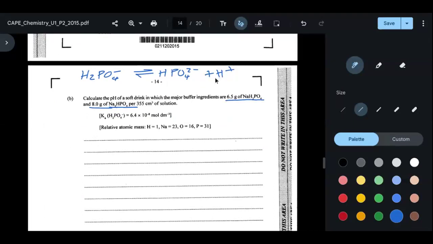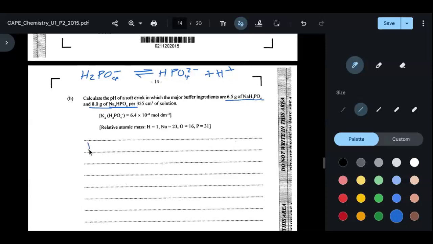The reason being, when we do buffer calculation, this ion is coming from the salt, or most of it is coming from the salt. So you get some from the acid, but most of it is coming from the salt. The hydrogen ion is only coming from the acid. So when it gets to buffer, these two are not equal.